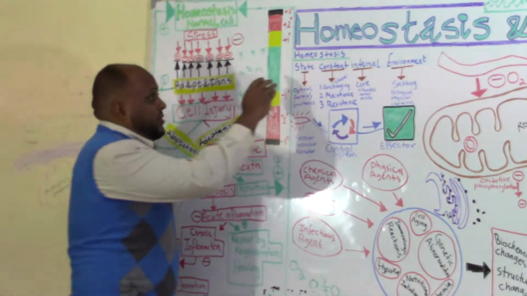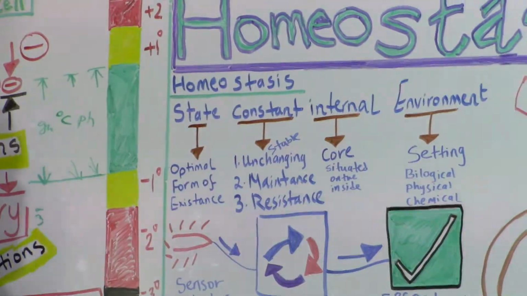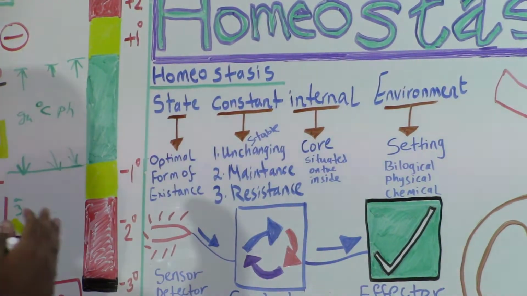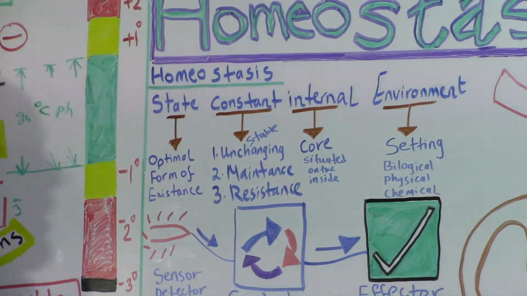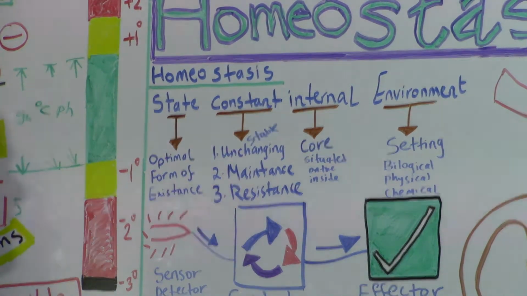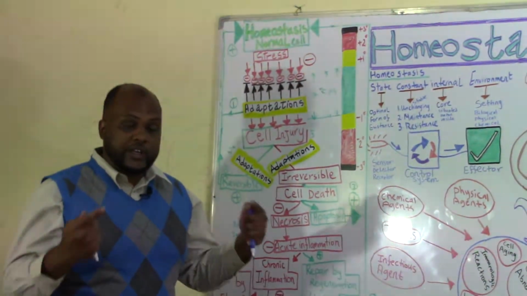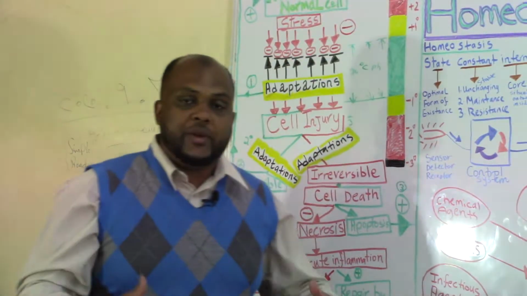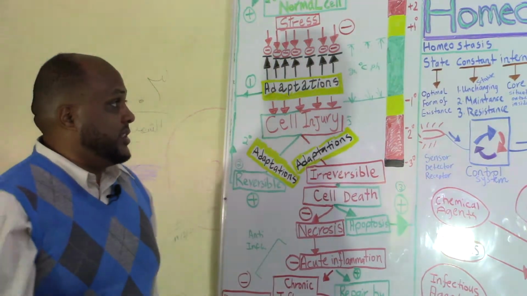But we covered what a state is. It's the optimal form of existence for the cell, and constant, meaning this homeostasis isn't a natural thing. It is the natural state upon which the cell exists, but it doesn't happen naturally or spontaneously. It happens actively due to energy requirements that cause the cell to survive within that range.